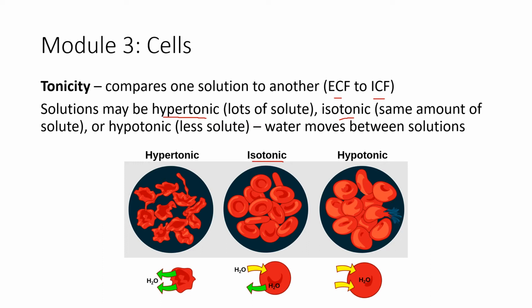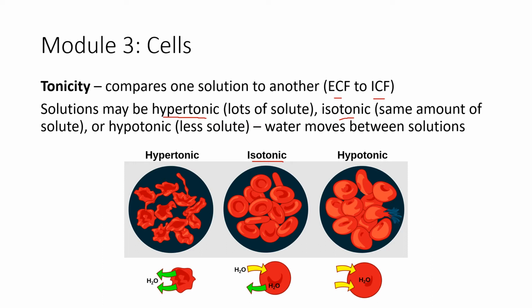Iso means same. This means that the fluid inside the red blood cell is the same concentration as the fluid outside the red blood cell. That means that there may be a little water going in, there may be a little water coming out, but there's no net movement. And if you look at these red blood cells, they don't change in shape or size any. No net movement of water.